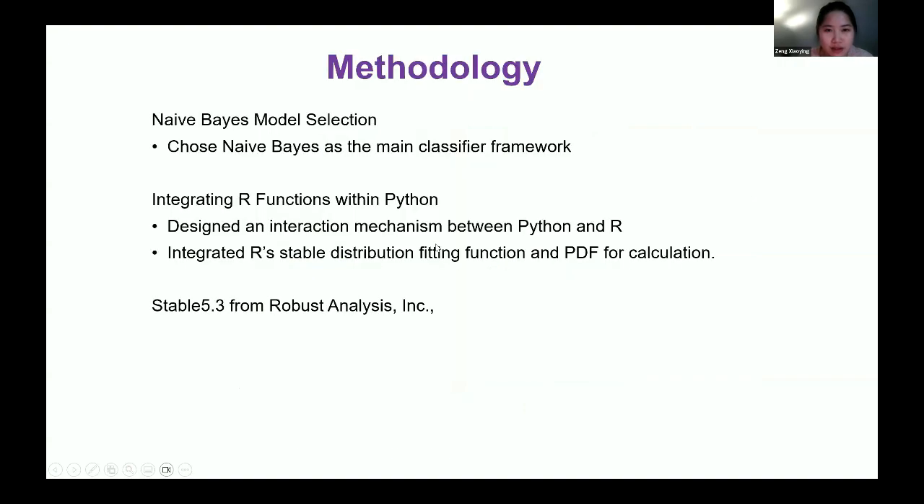Our methodology is that we choose the Naive Bayes model as the base and then make some modifications to customize it as a stable Naive Bayes model. We also integrate R functions within Python, because this was introduced by Nash previously, so I will not go into details. We use the stable 5.3 package for the complete robust analysis.